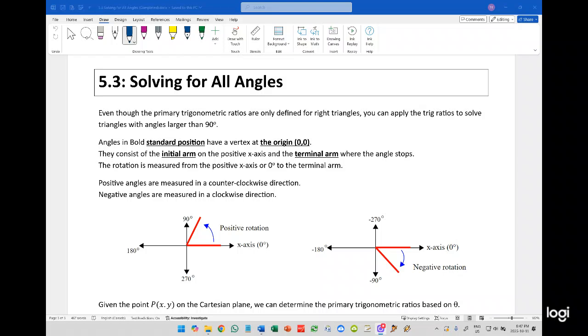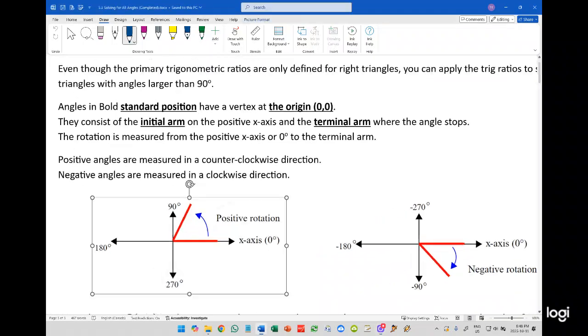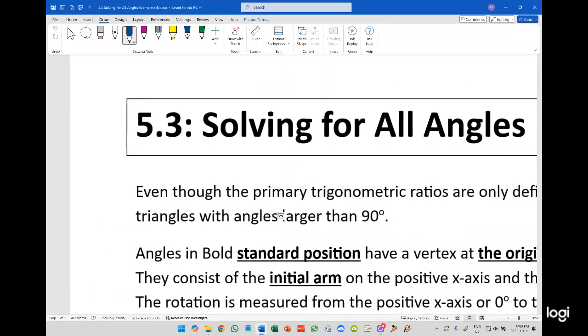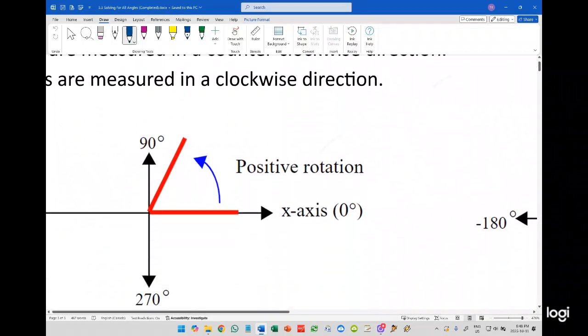So the first thing I want to do is take a look at something called the standard position of a graph. So far trigonometry has been all about triangles, and it turns out that we can also do it with basically any angle in a circle. Here, let me just zoom in a little bit. Ooh, it's jumping all over the place.